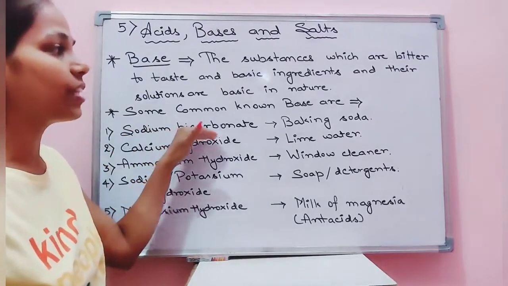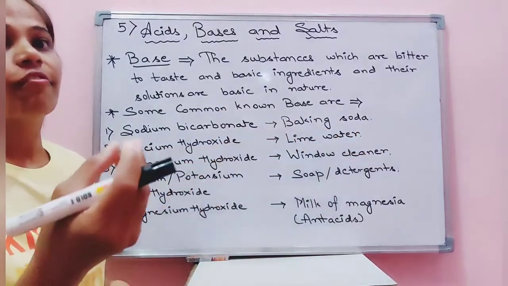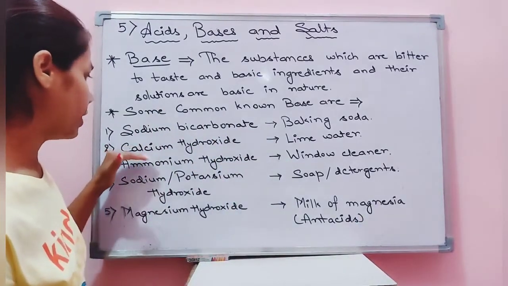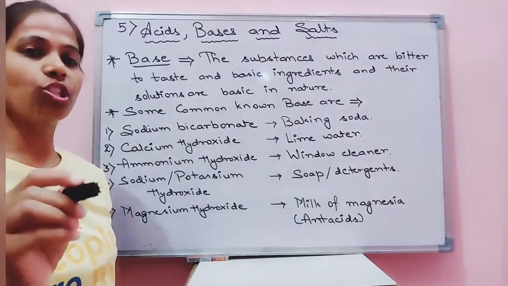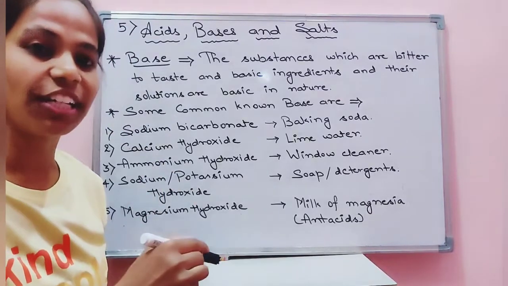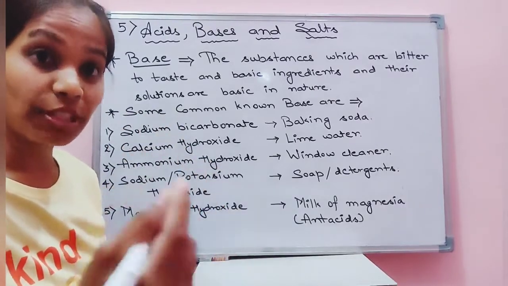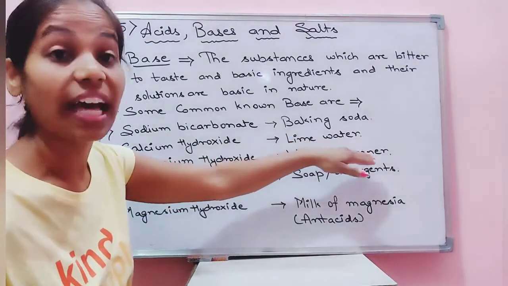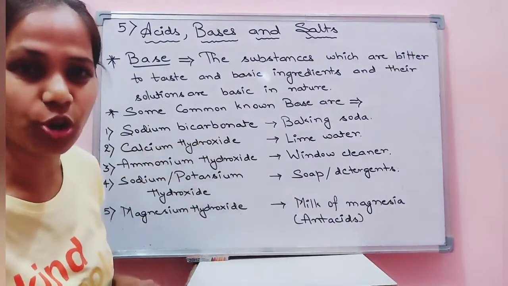Sodium bicarbonate is found in the baking soda that we utilize as an additive in fermented food products. Okay. Then we have calcium hydroxide, which is found in lime water. Now children, lime water and lemon juice are different. We studied in the acid topic that lemon juice contains citric acid. Okay, but here it is written as lime water. This is different from that. Okay, it contains calcium hydroxide.